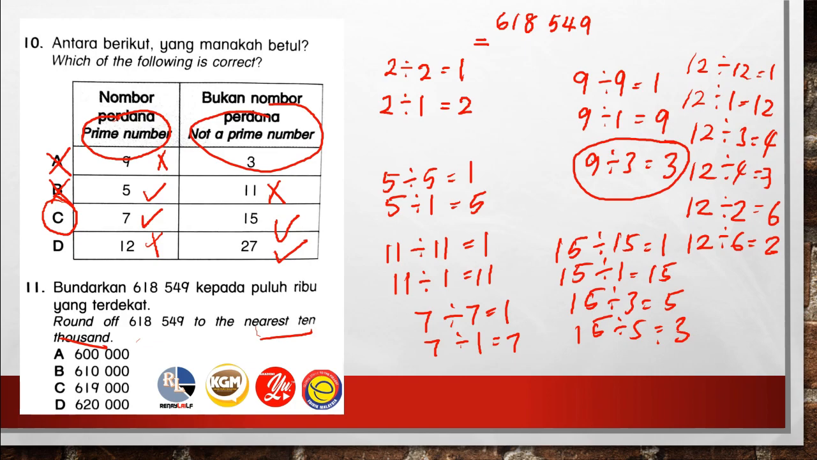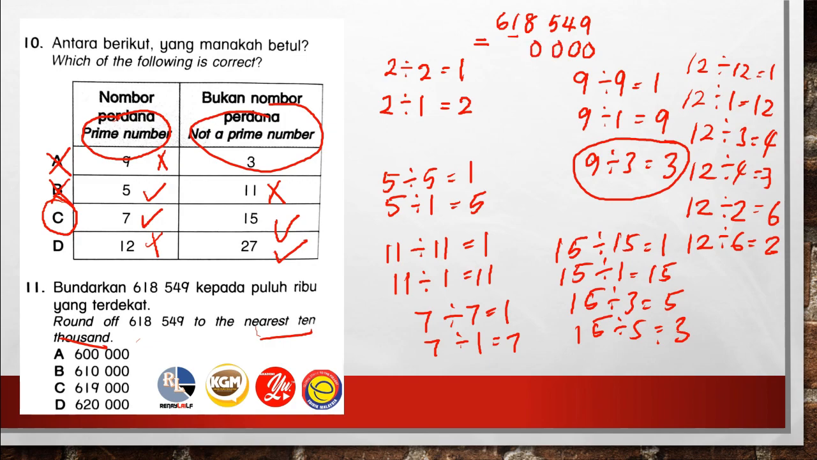All right, so to the nearest 10,000, this is ones. This is the place value of ones, tens, hundreds, thousands. This is 10,000. All right, everything at the back is going to be 0. Let's write the zeros first.